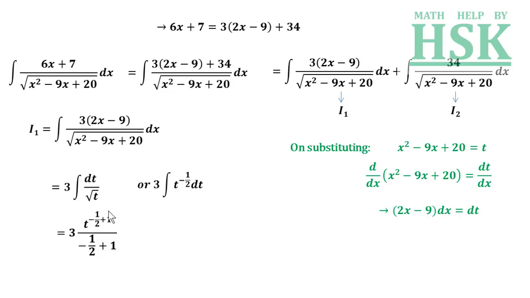This on solving gives me t to the power of 1 by 2 upon 1 by 2. So this will be equal to 3 times t to the power of 1 by 2 upon 1 by 2. This 1 by 2 is going to become reciprocal, so this is going to add 2 by 1 and is going to multiply by 3 to give me 6. So I1 is equal to 6 times root t, and in place of t I'm going to substitute x square minus 9x plus 20 to get the final value of I1. So this is the value of I1.